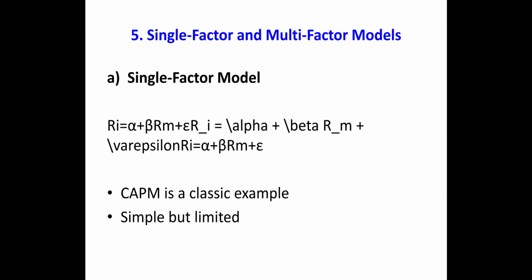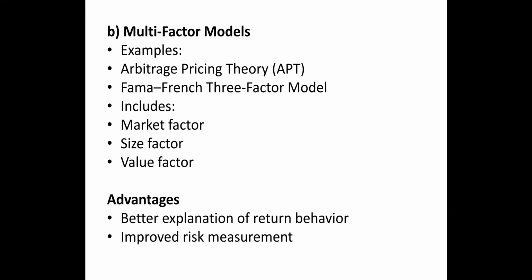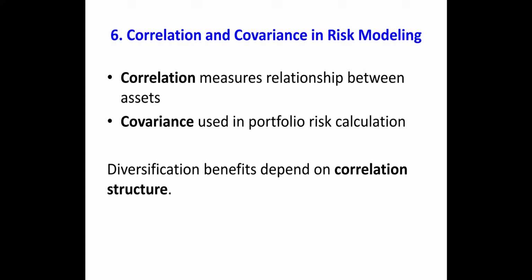Single-factor and multi-factor models. Single-factor model: CAPM, the Capital Asset Pricing Model, is a classic example, simple but limited. Multi-factor models, for example, Arbitrage Pricing Theory, APT, and the Fama-French three-factor model, which includes market factor, size factor, and value factor. Advantages: better explanation of return behavior and improved risk management.